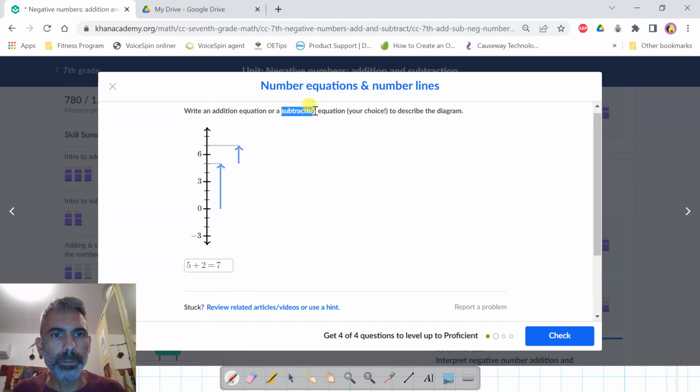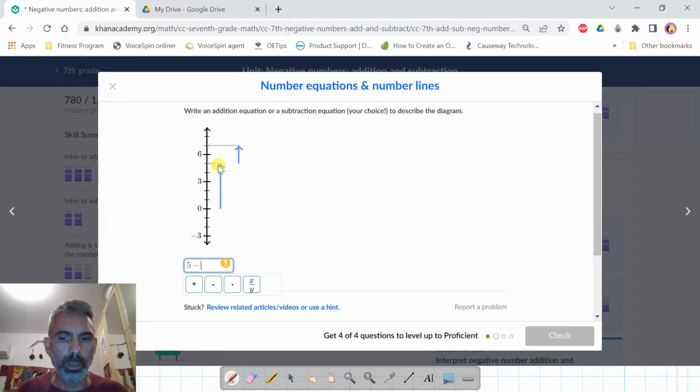So this is an addition equation, but how can we write a subtraction equation to describe this diagram? So we could say that we begin at 5. Okay, so we take 5 positive steps, but then we subtract a negative 2 steps. Okay, so we end up at 7. So this is also an option.